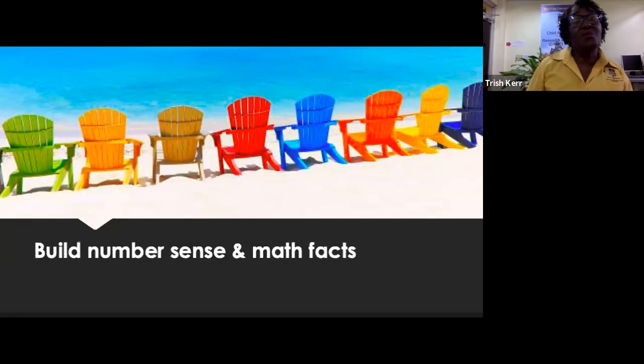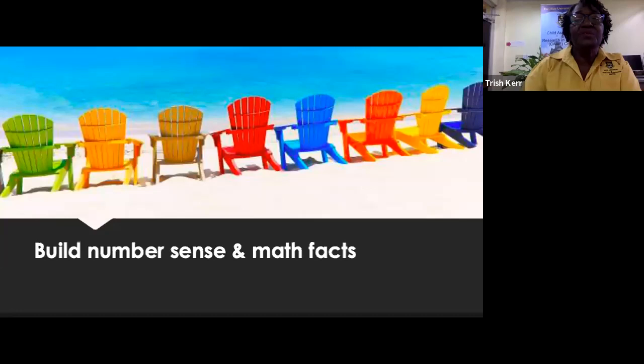And they may say 1, 2, 3. Some can just look and say 3. So we can give them the statement 1 plus 2, 3. 2 plus 1, 3. 0 plus 3, 3. 3 plus 0, 3. So they're working, they're understanding math facts.